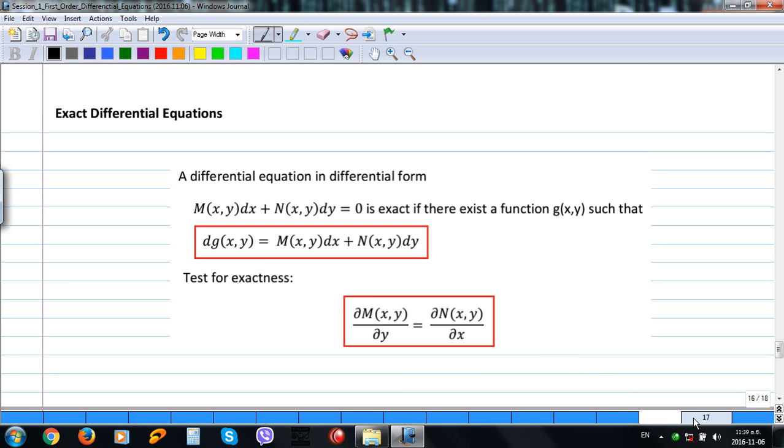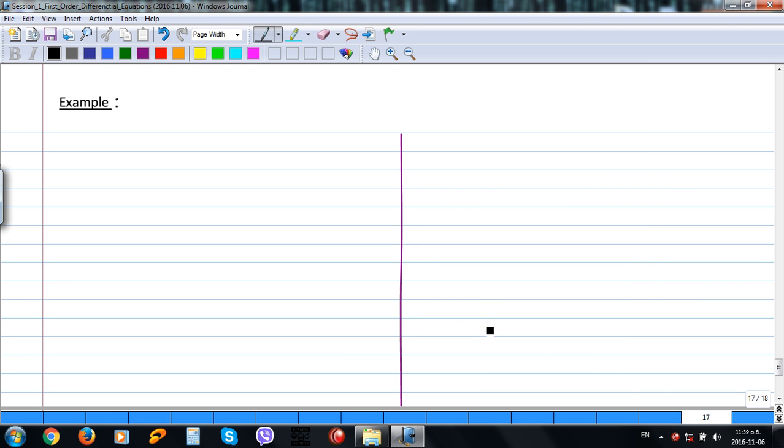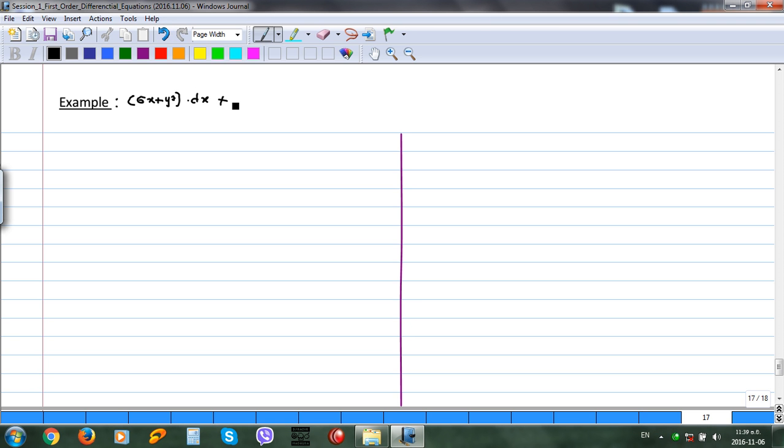We will do an example. We can take the example (6x + y²)dx + y(2x − 3y)dy = 0. This is the example.